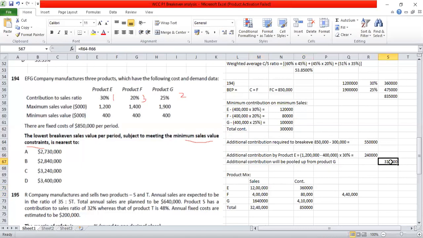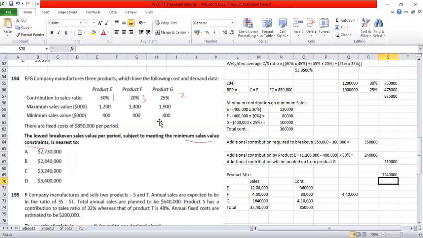So if we see 310,000 contribution divided by 25 percent will give us whatever is the required amount of sales. 1,240,000 sales if they are made, I think that will give that required contribution of additional 310,000. But the total sales are 1,900,000. So it can comfortably pull up whatever is the required contribution.